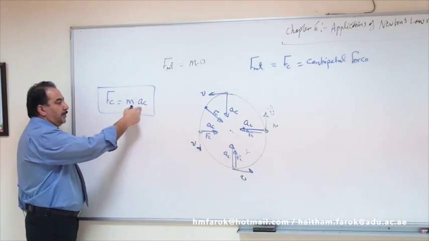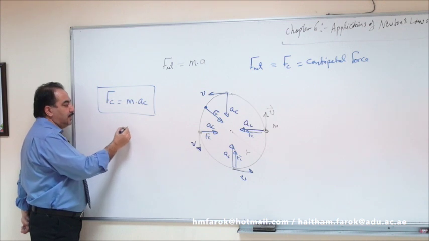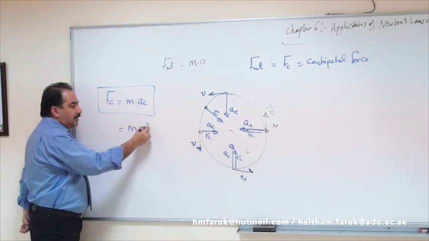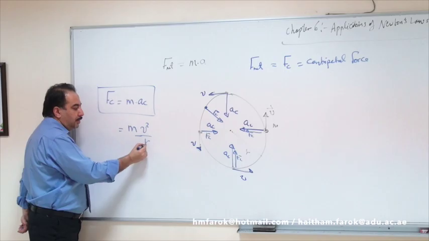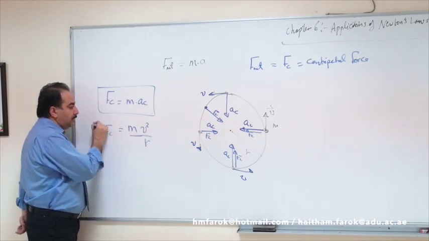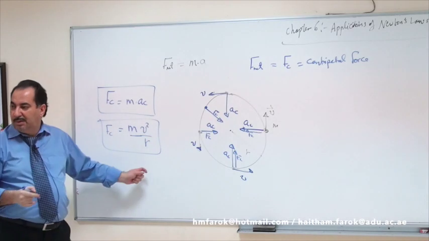Now, if I replace a_c, what is a_c? It is v squared over R. So what is Fc equal to? m v squared over R.